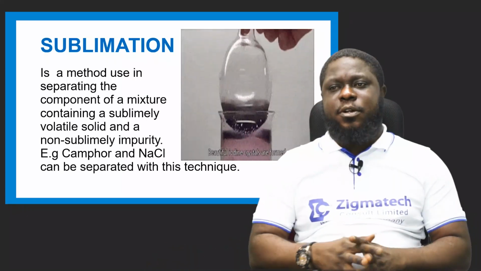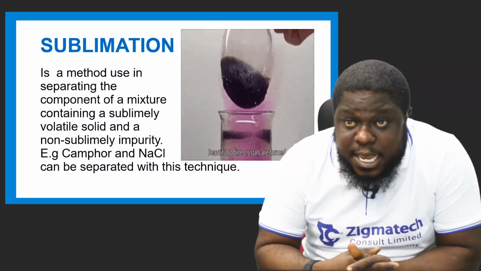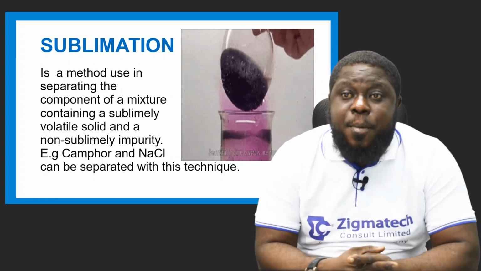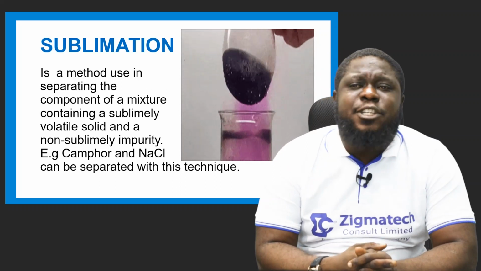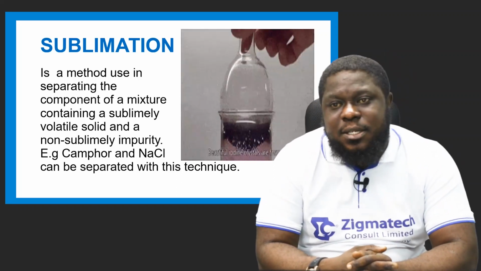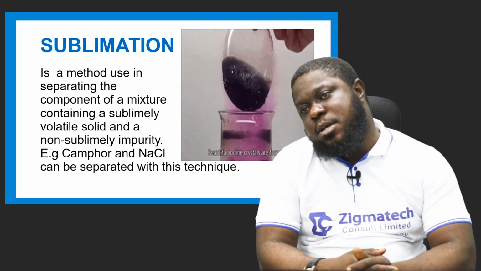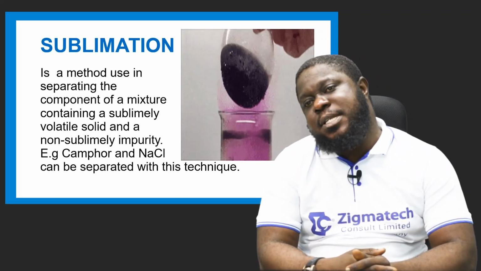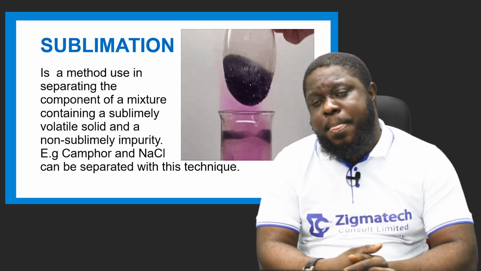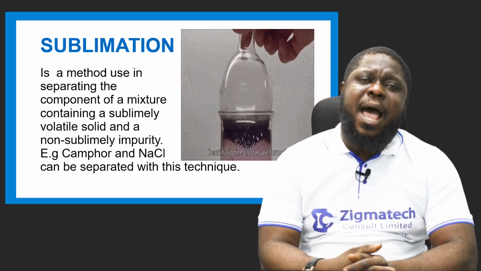The next one is sublimation. Sublimation is a method used in separating the components of a mixture containing a sublimable volatile solid and a non-subliming impurity. The impurity there is the liquid.